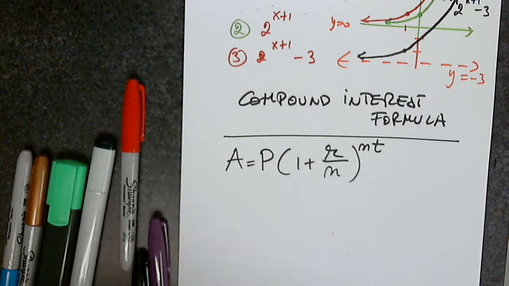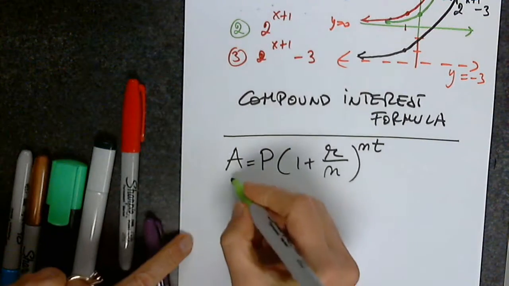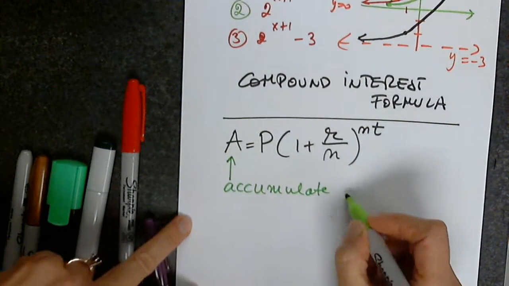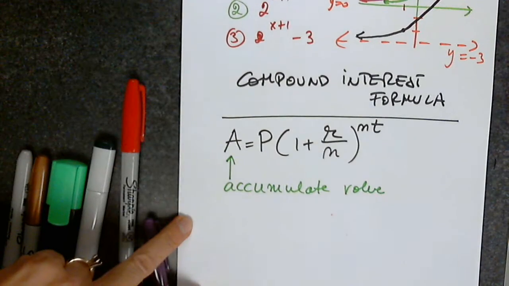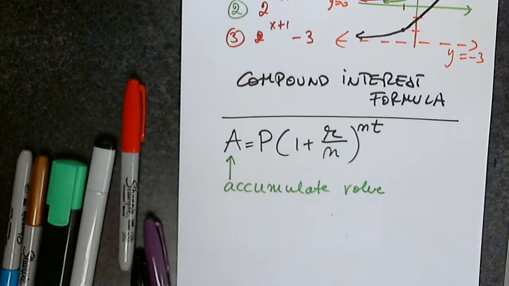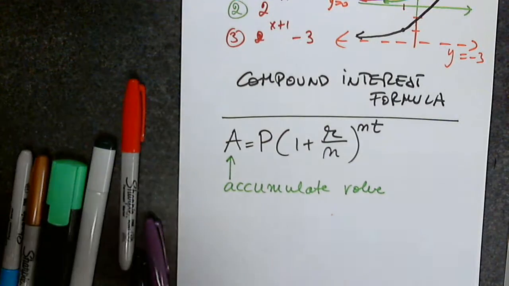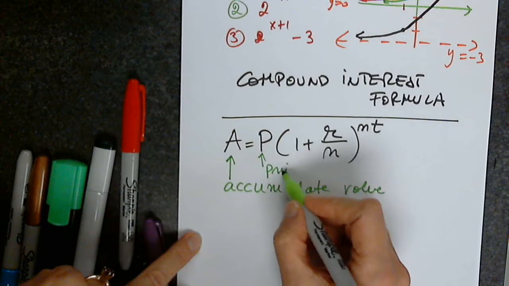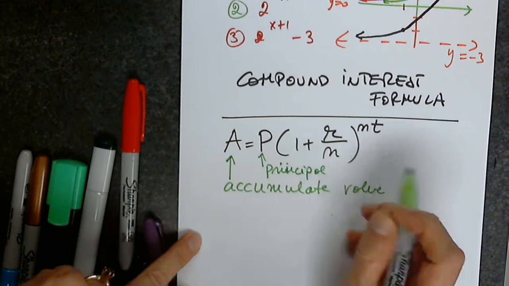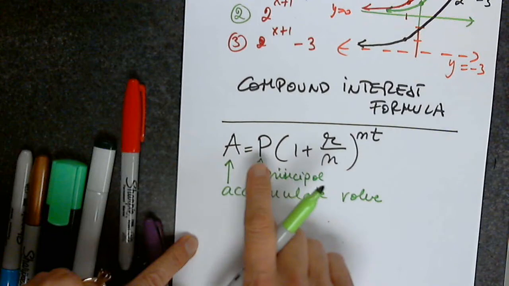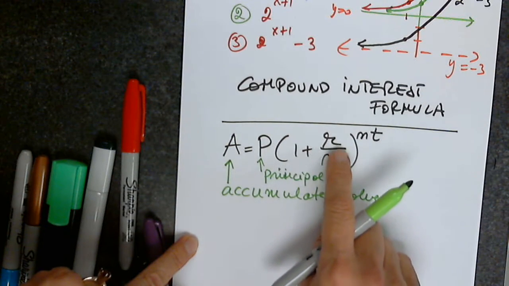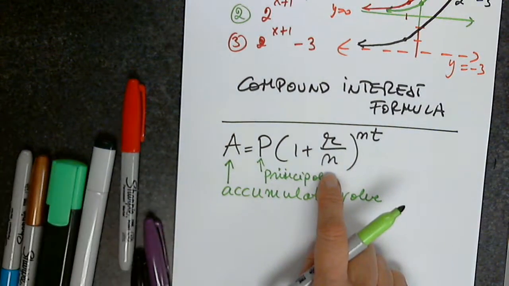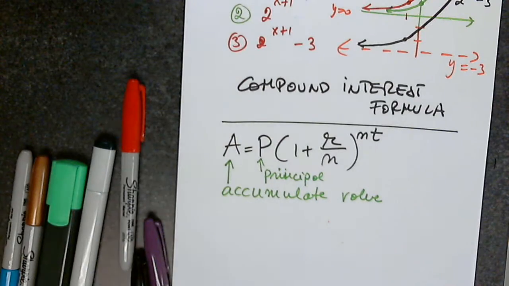So what does all this mean? Okay. A is the accumulated value. Just write them like this right now, and then I'll explain what everything is here and how this works. This is the principal. So this is A, this is P, 1 plus little r, lowercase r, over lowercase n, and everything raised to the power n times t.